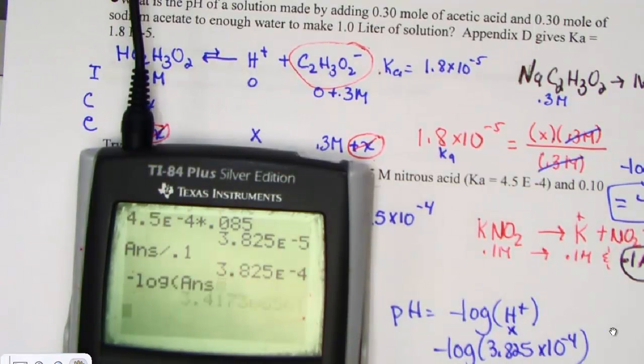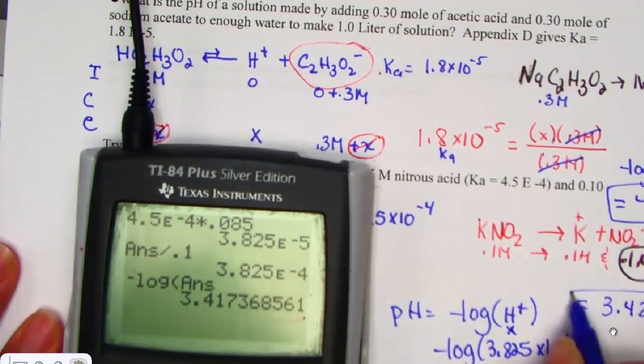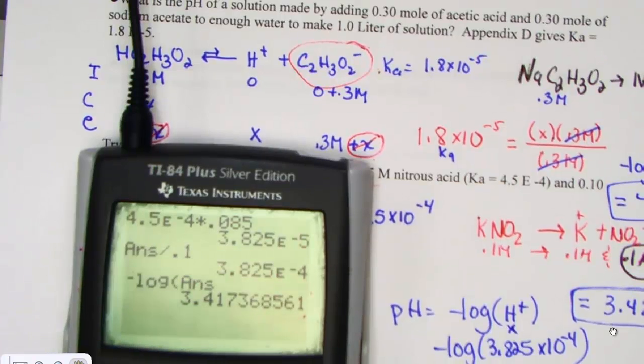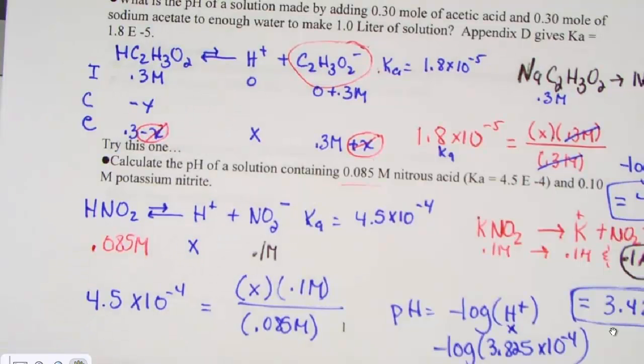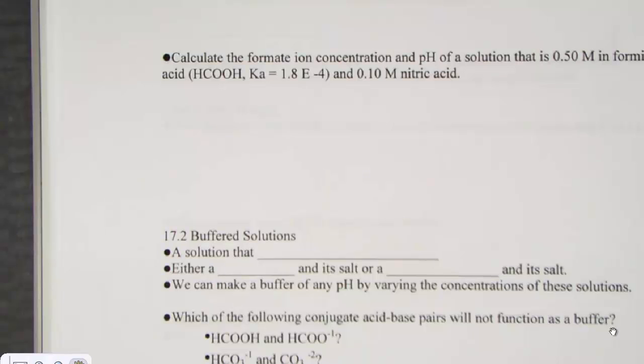Negative log that answer, and we should find our pH directly: 3.42 pH units. Again, a number that makes sense for a pH range of an acid. Let's flip over and see what else is on our agenda here. A couple more problems on common ion.